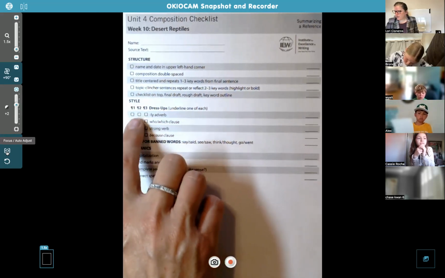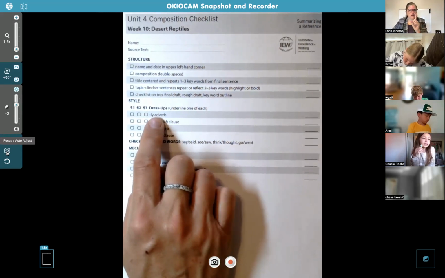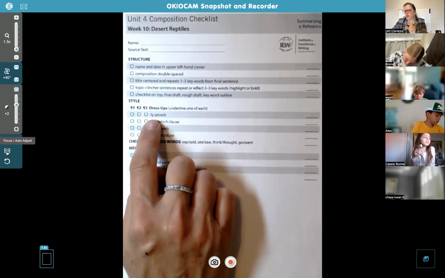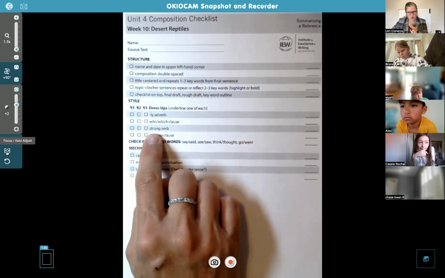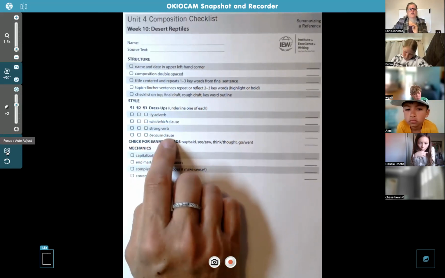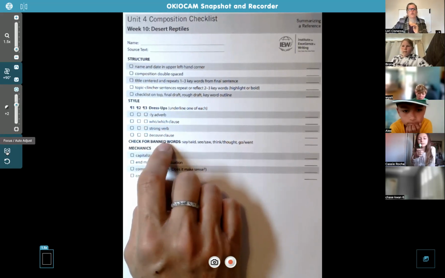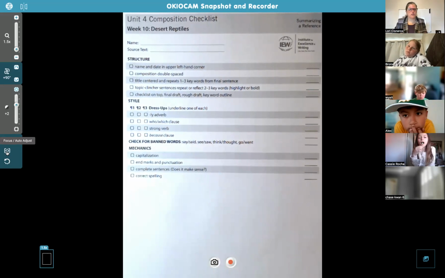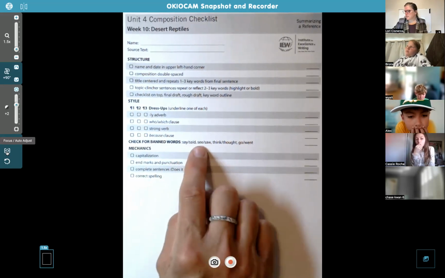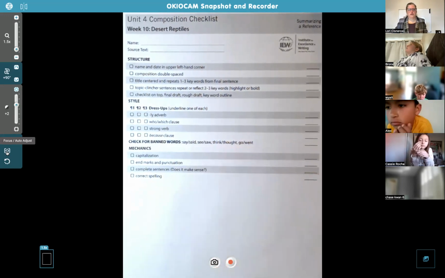And then down here, you have a lot to do in your paragraph. This is just paragraph 1 for the Sahara Sand Viper. ly adverb, who, which clause, strong verb, and a because clause. Now, the strong verb, remember, and you're going to watch out for those banned words. A strong verb can be one of the things on your list that you can use instead of these. Say, said, see, saw, think, thought, go, went. But you can use words like slither for the snake, and that would be a strong verb.